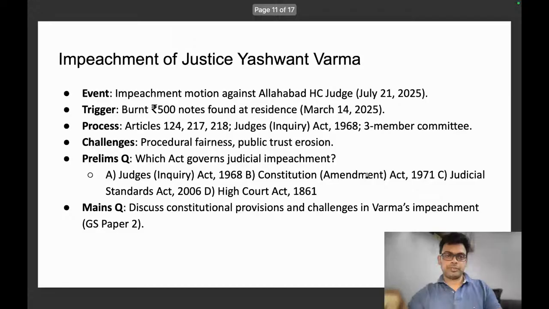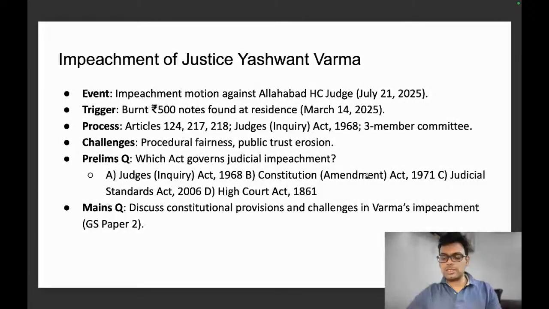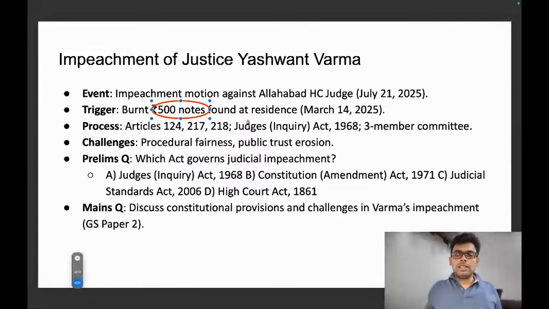Next is impeachment. So basically, what happened is that an impeachment motion against Yashwant Verma was initiated on July 21 in Parliament. Now, what's the trigger? That in his house, a lot of burnt 500 rupee notes were found at the residence on March 14, 2025, according to many media reports. Now, what is the process for the removal of a judge? Article 124 for Supreme Court judge, 217 and 218 for High Court judge. Then there is something called the Judges Inquiry Act 1968.